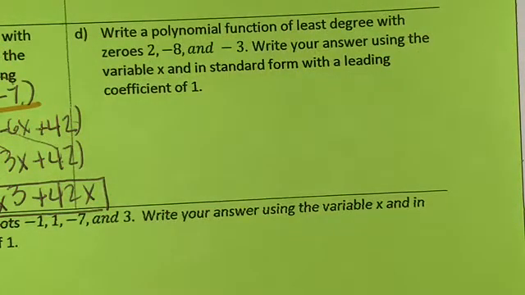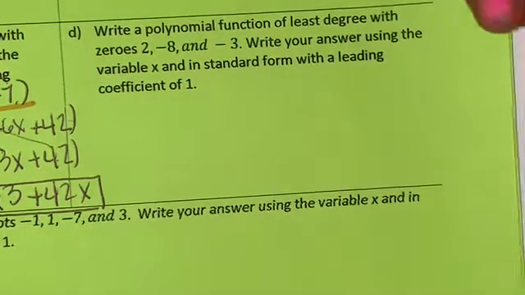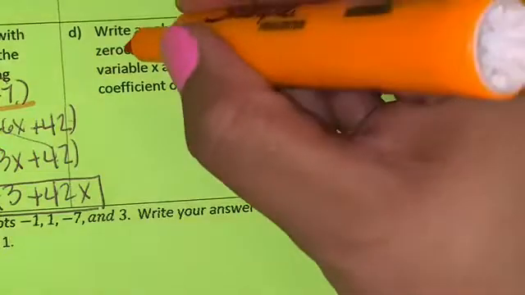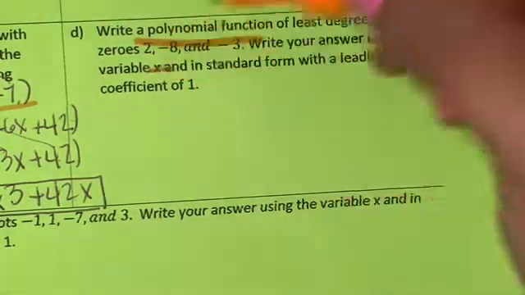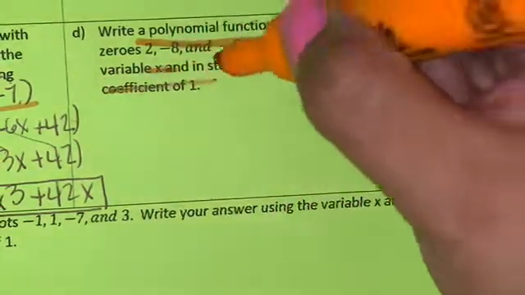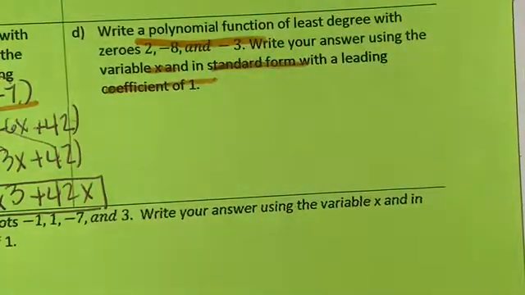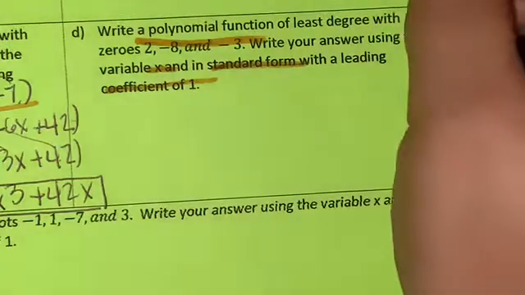D, polynomial function with least degree zeros. That's what I need to know. Write your answer using variable x. I need to know that. Leading coefficient of 1, also in standard form. Okay, so let's use the hint here.